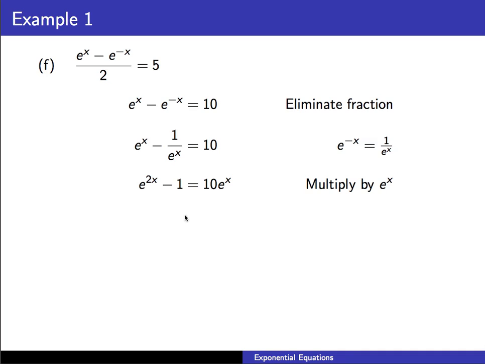And if we clear out that fraction by multiplying everything by e to the x, e to the x times e to the x is e to the 2x, minus 1, equals 10 times e to the x, which is 10 e to the x. So getting everything equal to 0, we have e to the 2x minus 10 e to the x minus 1 equals 0. So once again, we have a term being squared, minus 10 times that term, minus a constant. So it's quadratic in nature. So we can use substitution if we like and say u is equal to e to the x. So e to the 2x is u squared, minus 10 times u, minus 1 equals 0.